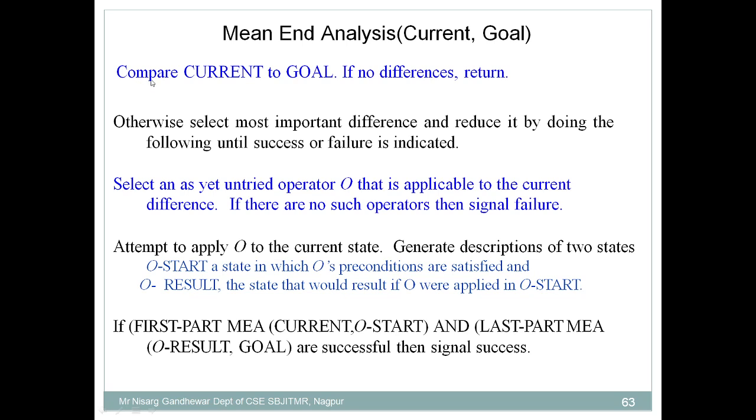So first of all you need to compare whether your current state and goal state are the same or not. Suppose it is the same, then you can say that you reached the goal state. If there is no difference, then you have to return success. Otherwise, you need to select the most important difference and reduce it. Means you try to measure the difference between the current state and the goal state, and you try to reduce it by doing the following until success or failure is indicated.